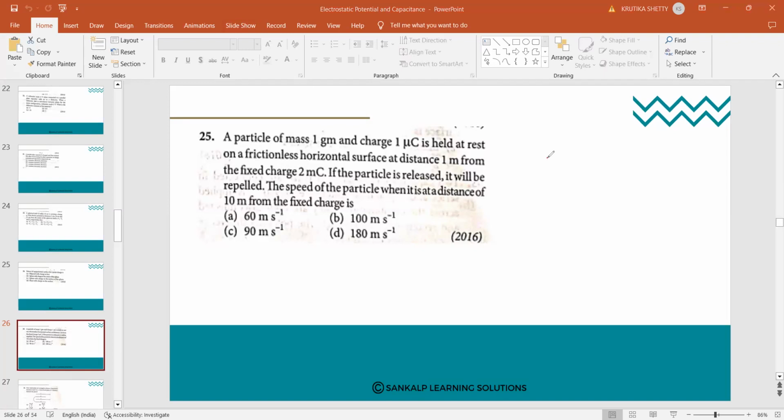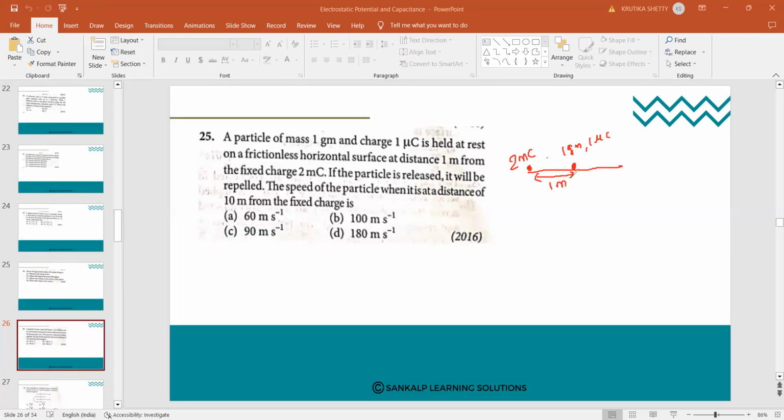So check your book. Students, see, you have a point charge. A particle of mass 1 gram, I'll consider on this horizontal line at this point. So this mass is 1 gram and its charge is 1 microcoulomb. This is on a horizontal line and you have one more fixed charge. Its value is 2 millicoulomb, and this is at a distance of 1 meter.